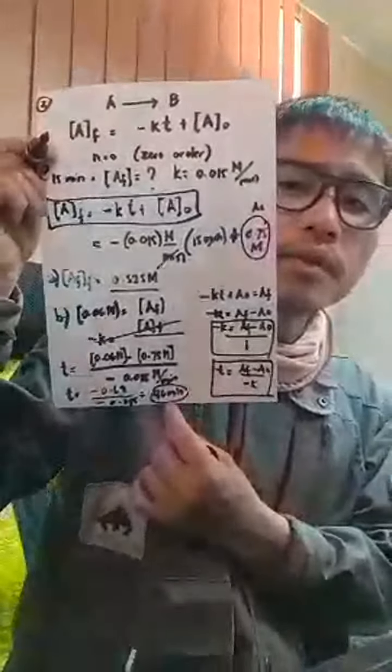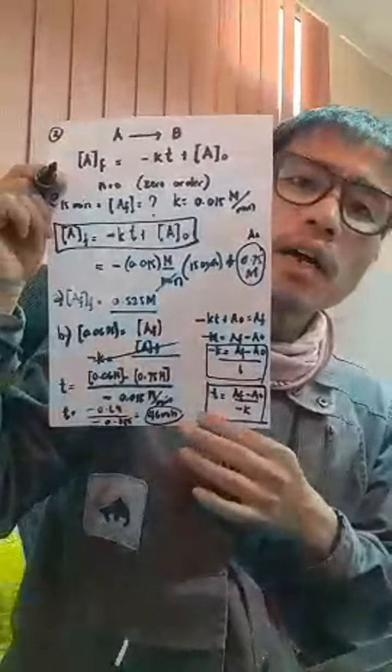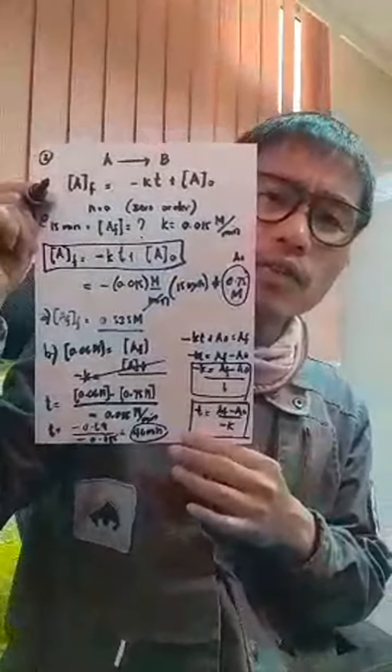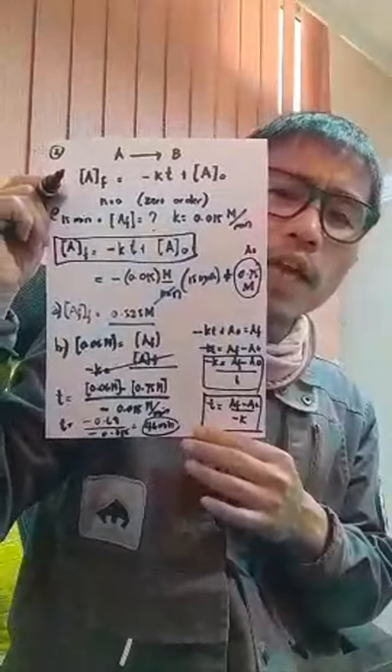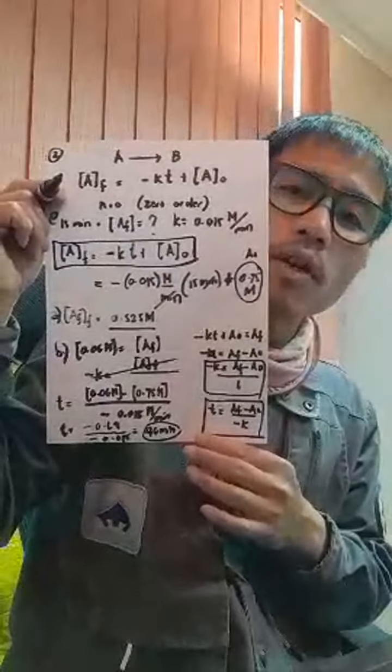Okay, letter A, we have the answer of 0.525 molar. After 15 minutes, the final concentration is 0.525 molar. Then, the time it takes for the concentration to reduce to 0.06 molar will be 46 minutes. This is question number 2. So 2 problems finished already. That would be enough, and we will go to problem number 3 later.